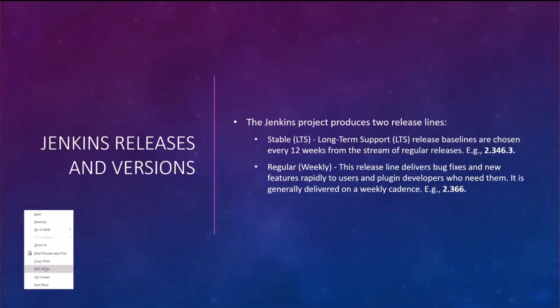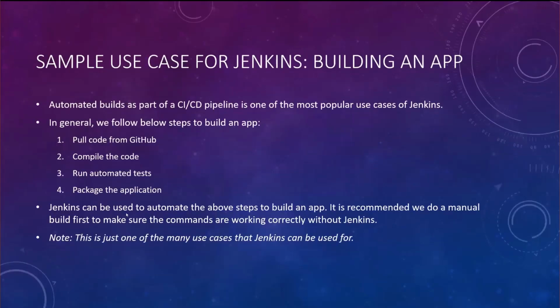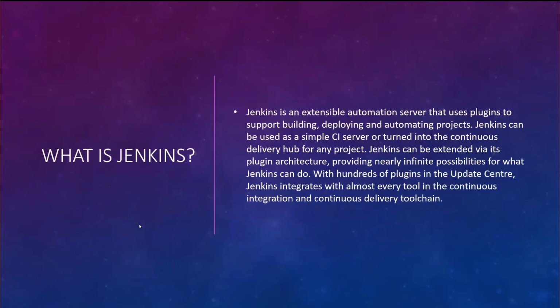So Jenkins is primarily an automation server, and building applications and deploying them is one of the most common use cases of Jenkins. Let us see the definition again. Jenkins is an extensible automation server that uses plugins. Plugins are something that you can plug into an existing software or system for adding additional functionality. And to add plugins, the system itself should support a plugin-based architecture.